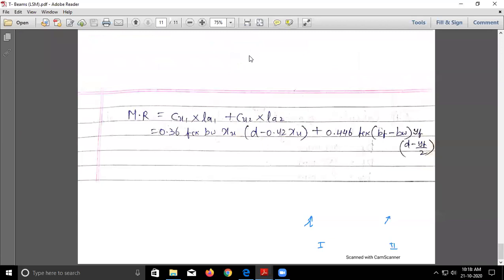BF is equal to 1200 mm. DF is 150 mm. DF means depth of the flange. And BW is 300 mm.